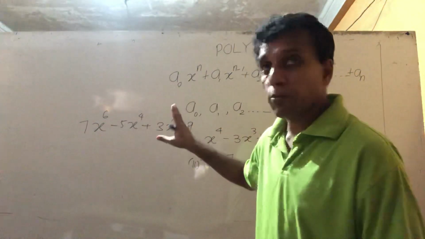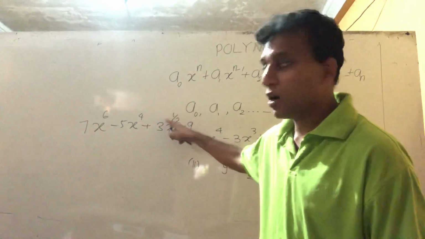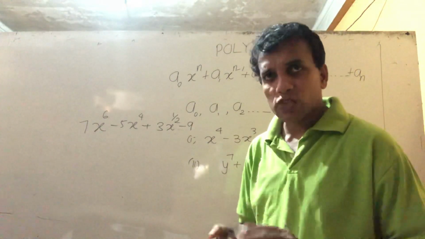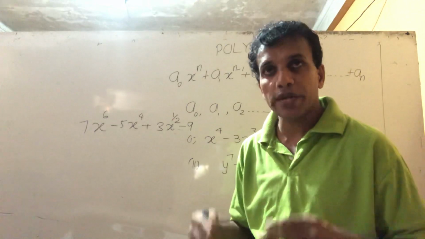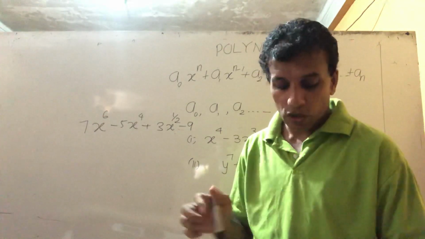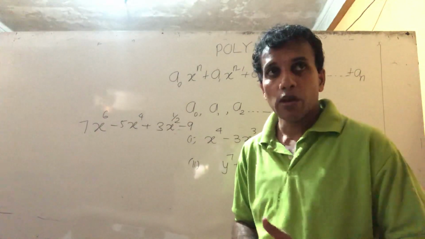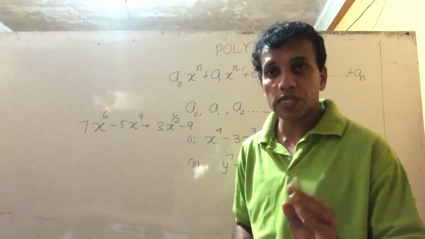This is not a polynomial because of the power half. If at least one power becomes a fraction or decimal or negative, it's not valid for a polynomial type. In a polynomial, n is a positive integer.